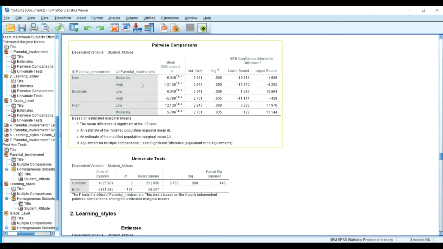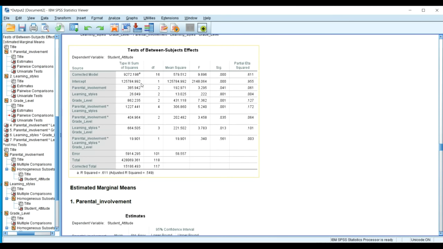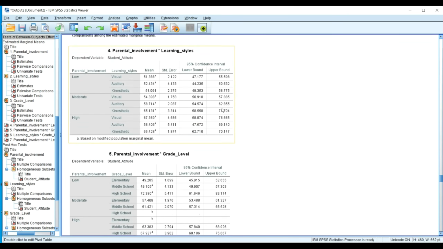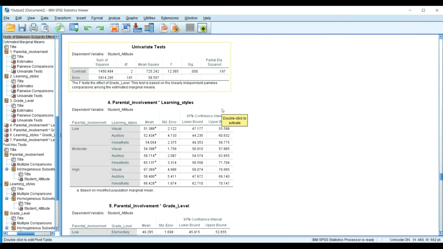So we go back again to the main analysis, which is the test of between subject effects. And we look at the next one that is statistically significant, which is the parental involvement and learning style interaction. So we head over to the main effect, that is parental involvement and the learning style.